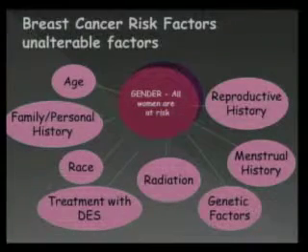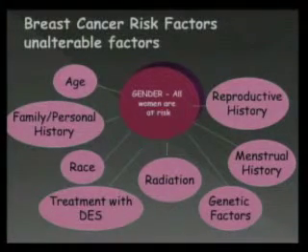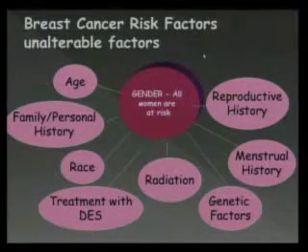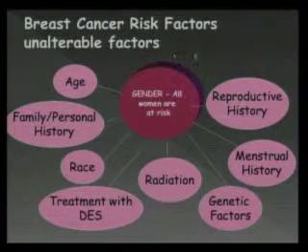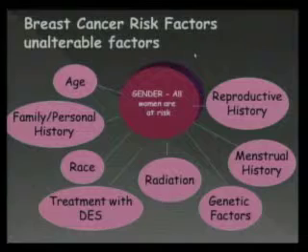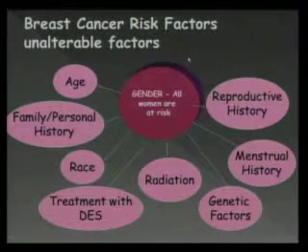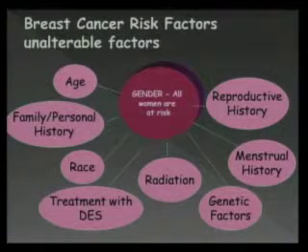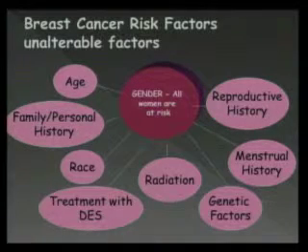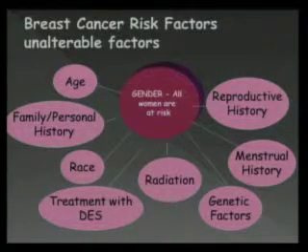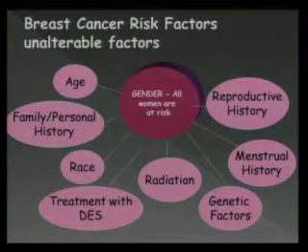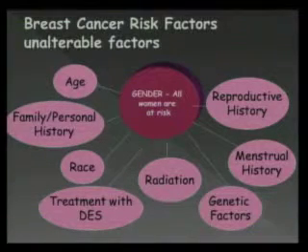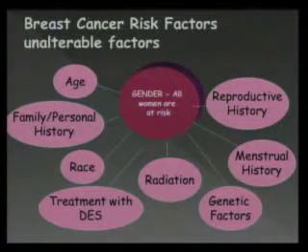So let's go over some of the risk factors. Some risk factors are unalterable and some you can alter. A woman's age: breast cancer is clearly linked to age and a woman's not going to be able to alter that. All females are at increased risk of breast cancer as compared to men. You can't change your family or personal history, genetics, race, treatment with DES, radiation to the chest or thoracic area, or your reproductive history. When you look at race, white women are at increased risk of diagnosis of breast cancer, and African American females are at increased risk of cancer deaths.